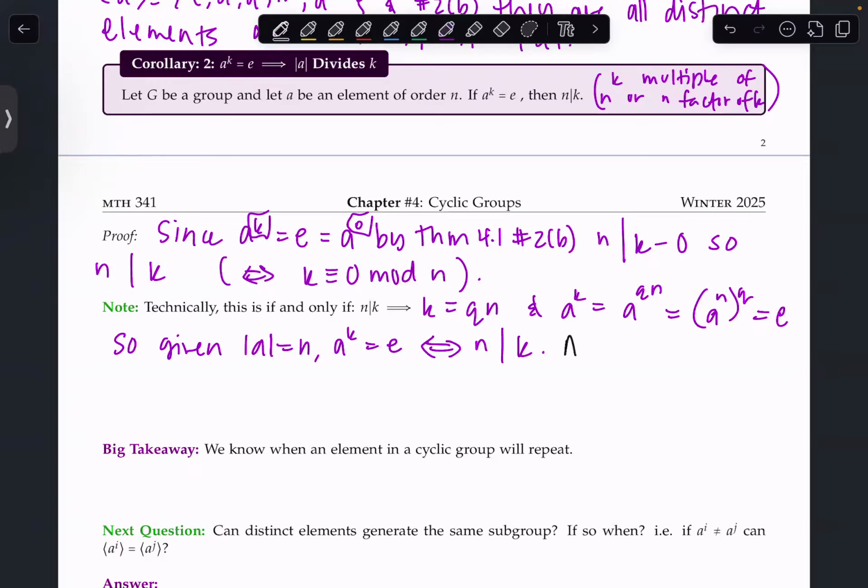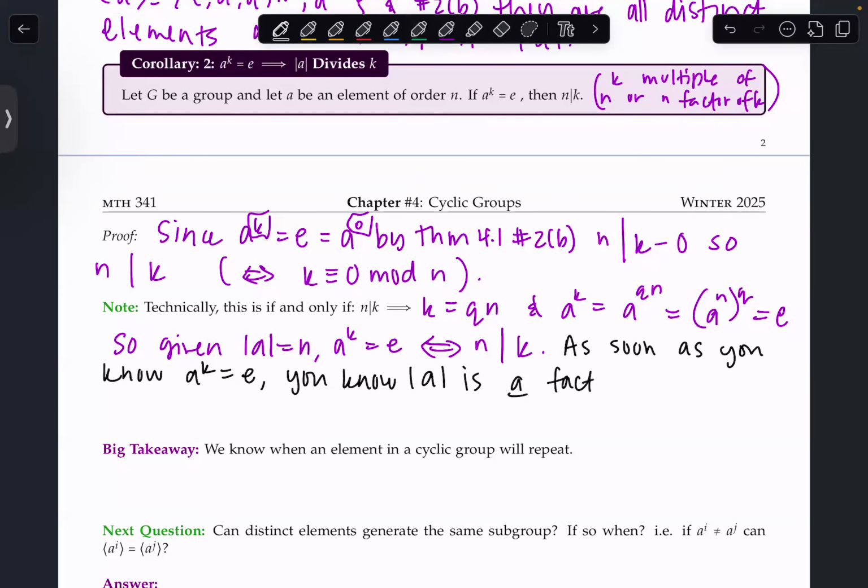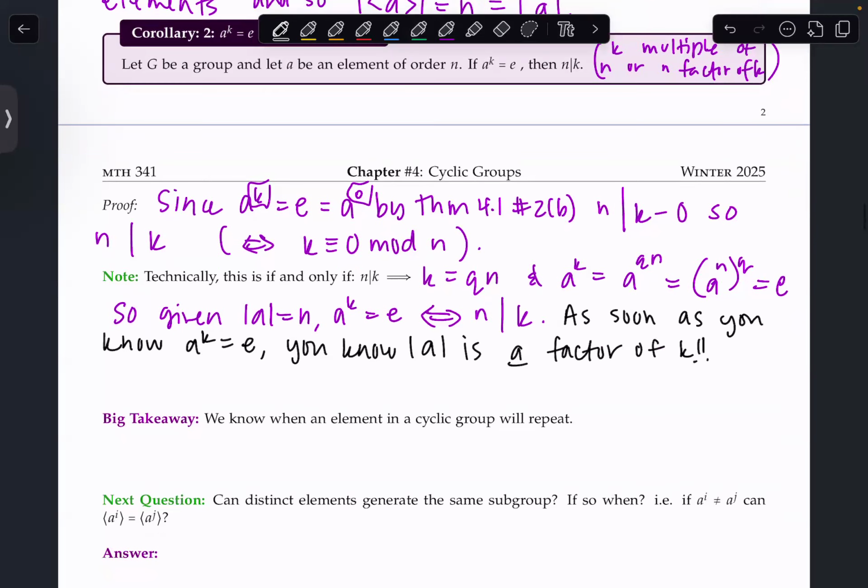Okay, so this is saying, as soon as you know A to the k gives you the identity, you know that the order of A is some factor of k. So this is really giving you a smaller number of options.